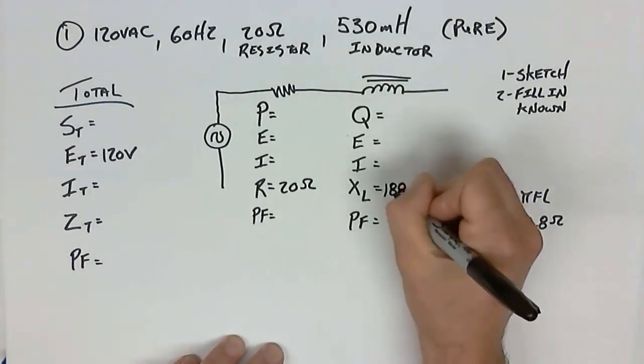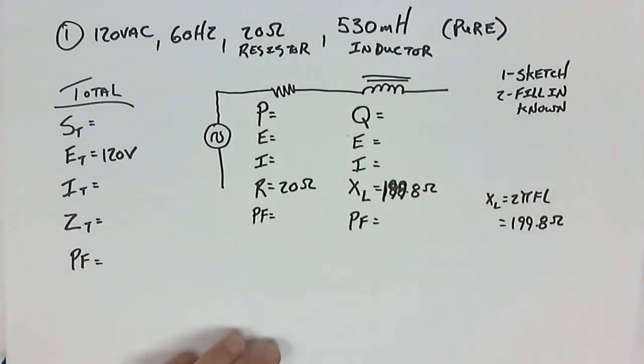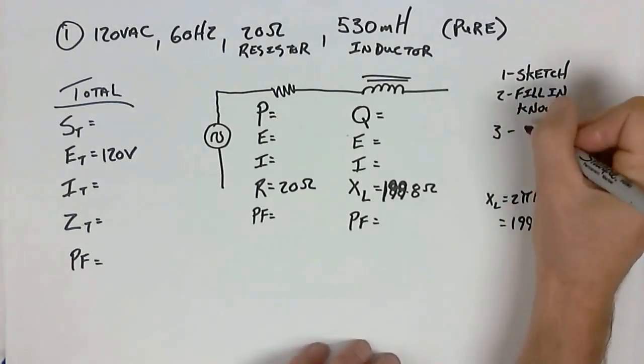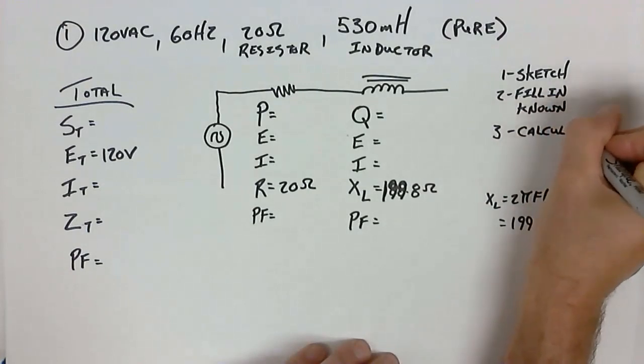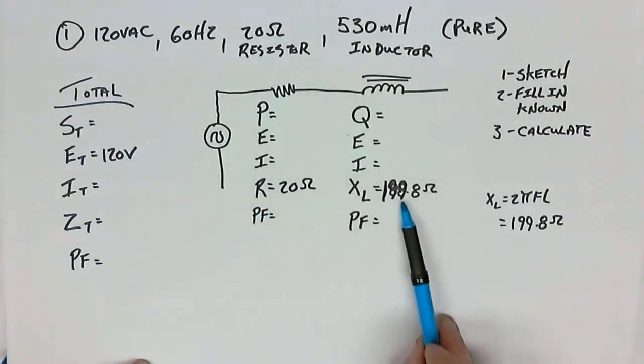Whoops, why am I writing 188? 199, sorry, 0.8 ohms. We're going to take things to approximately 2 decimal places with most of our calculations. If you take more, that's fine, but really it shouldn't make a huge difference to our outcomes. All right, so we filled in our known values. 3. Now we're going to start calculating. And I'm going to say, let's start calculating values that we already kind of know or that we can work with. So I've got voltage, I've got ohms of resistance and ohms of inductive reactance.